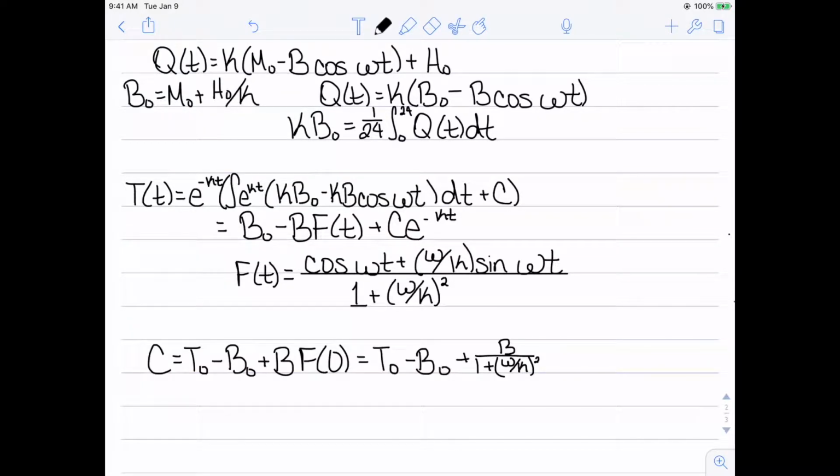If we assume that time t equal to 0 is midnight and the value of the temperature at midnight is T0, I can solve for c and get that c is equal to T0 minus B0 plus B f of 0, which is the same thing as T of 0 minus B0 plus B over 1 plus omega over K squared.